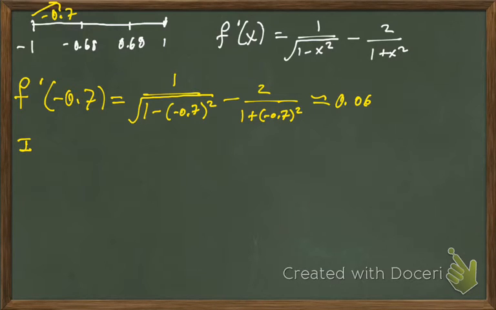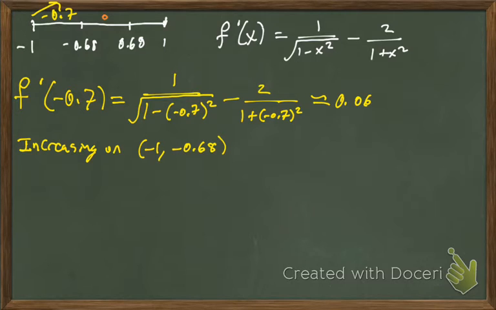0.06. That is positive. So that means we are increasing from -1 to about -0.68. Okay. And then usually we don't say we're increasing at a particular endpoint, so we exclude, we don't put a bracket at -1.